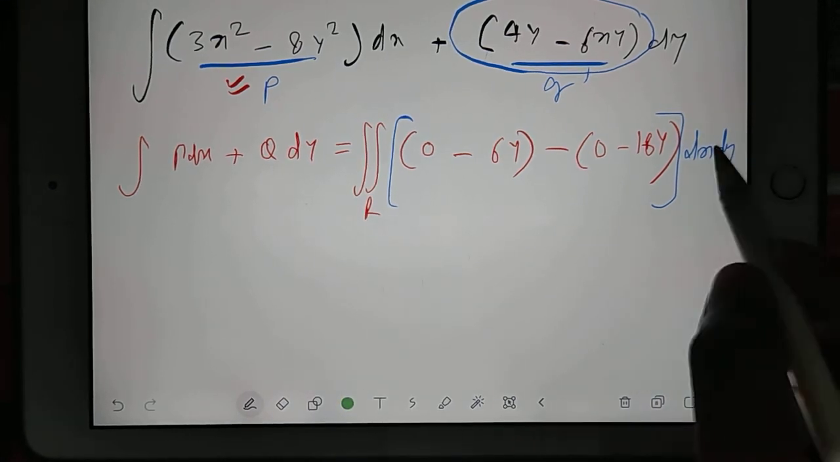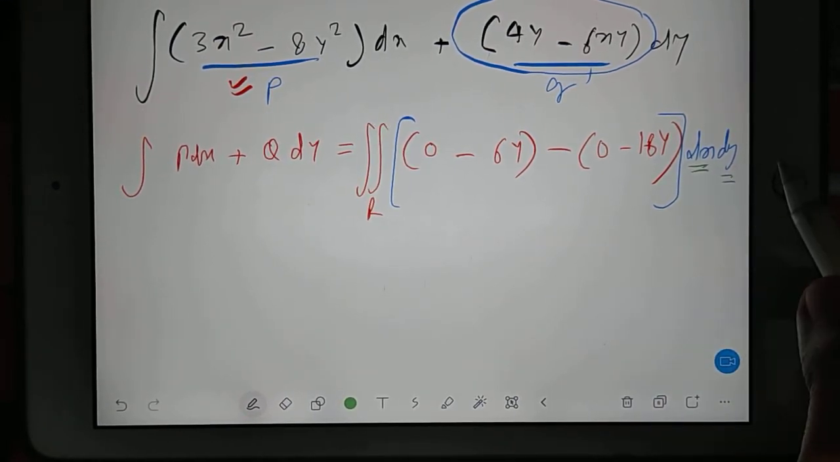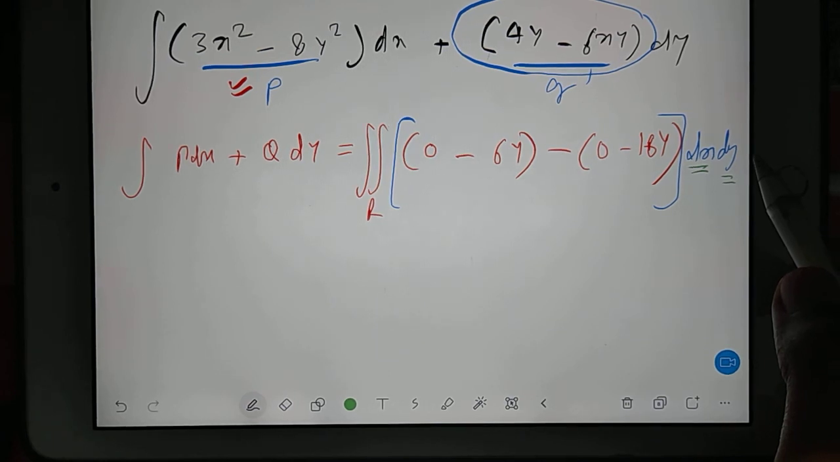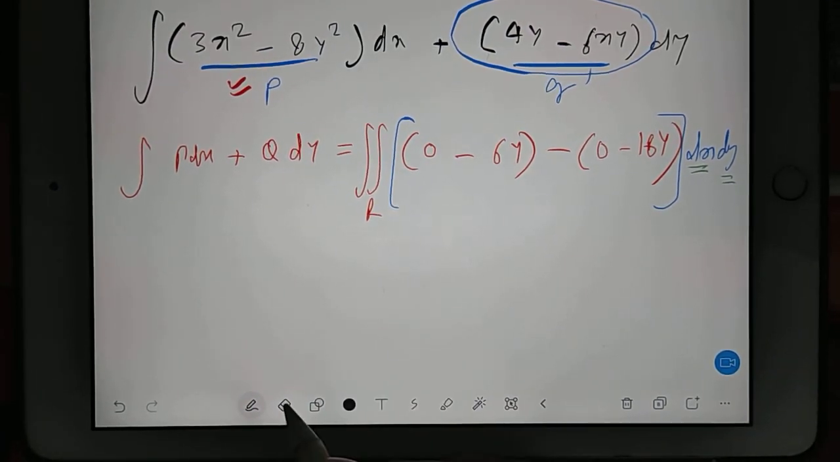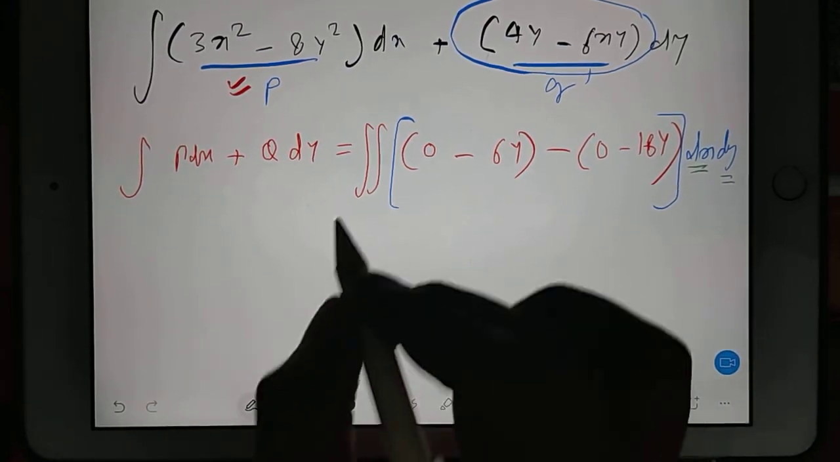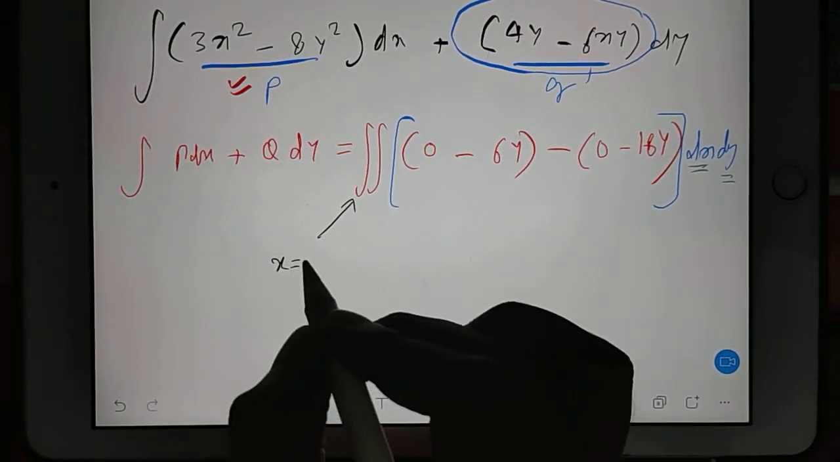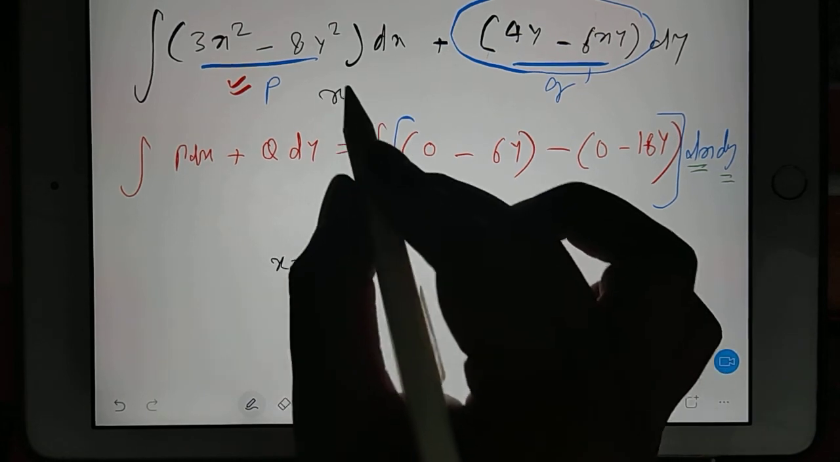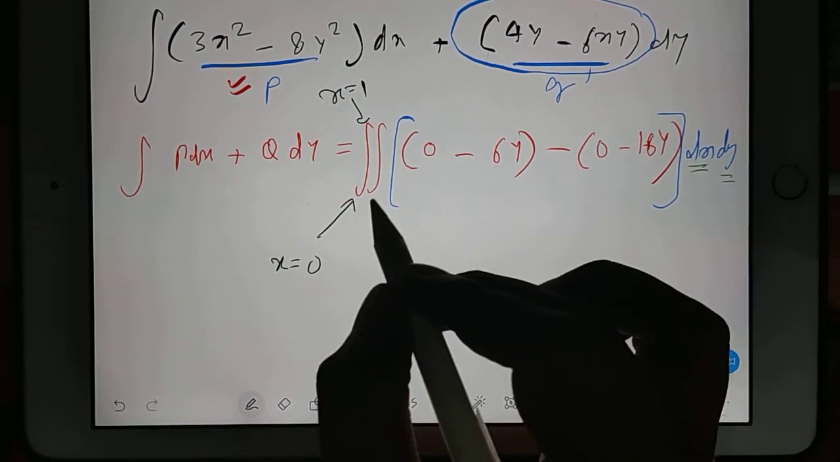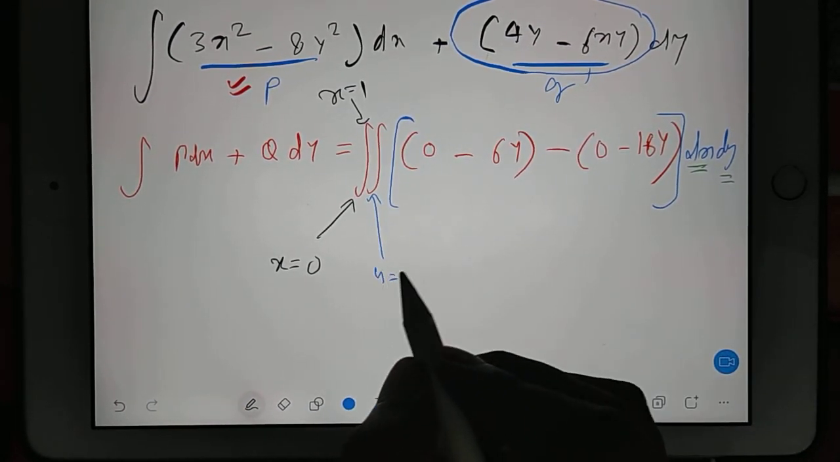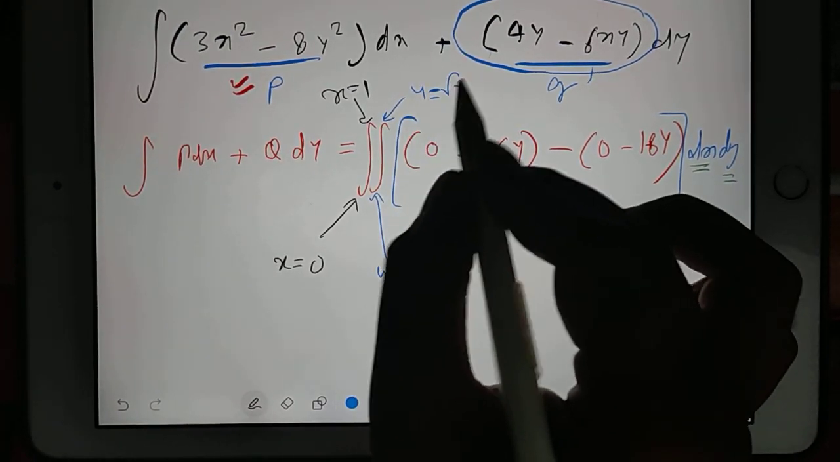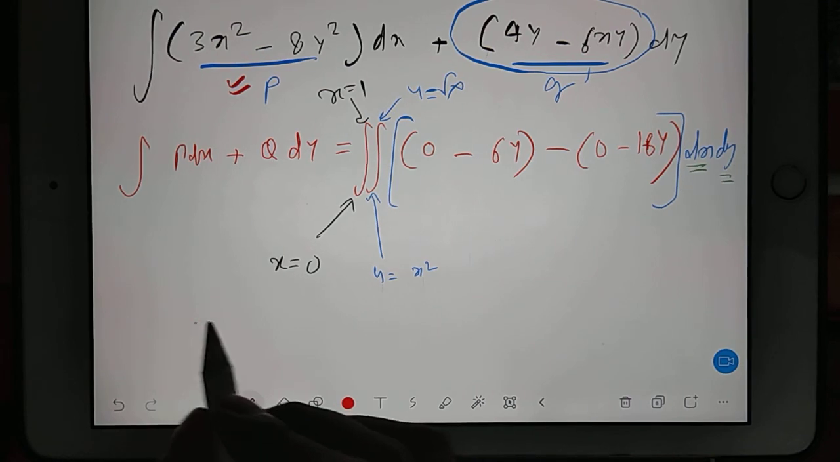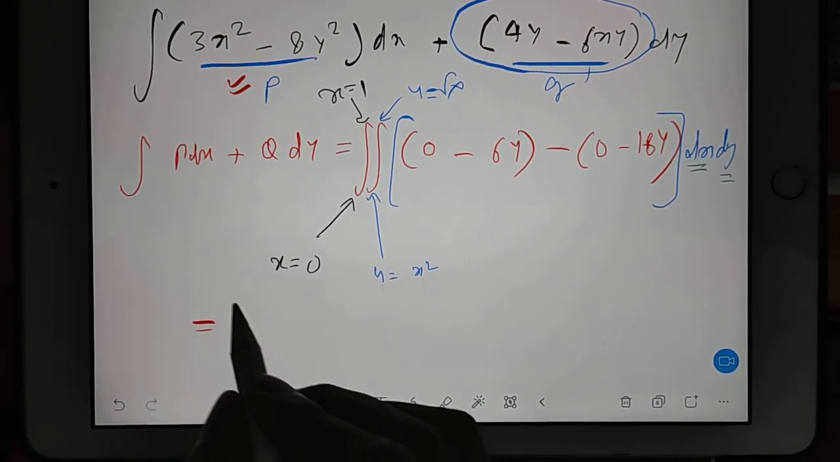Now guys, dx you have to integrate and dy also you have to integrate. So you should know the limit. So do we know the limit? Yes, we know the limit. What is our limit? That's what we have sorted out now. This limit is your x limit from 0 to x is equal to 1. Okay. And this limit is your y limit. Y is equal to x square to this limit is y is equal to root x. Right. So now make it more simple.